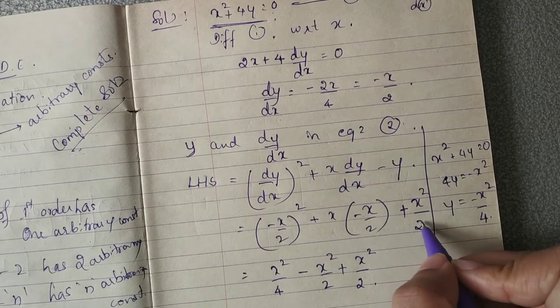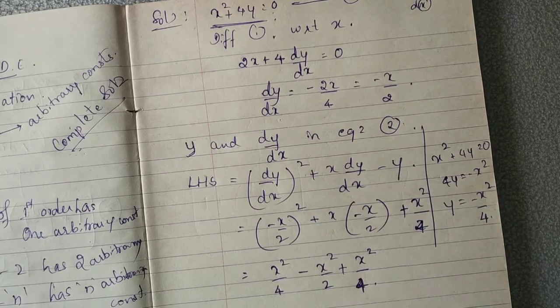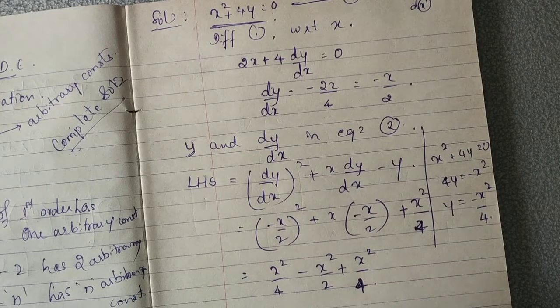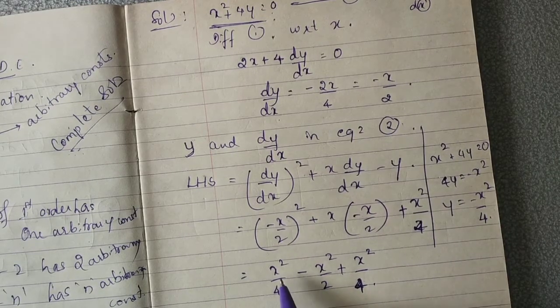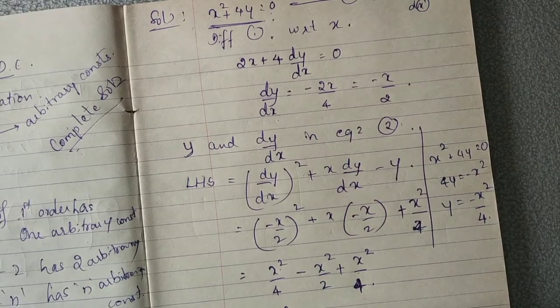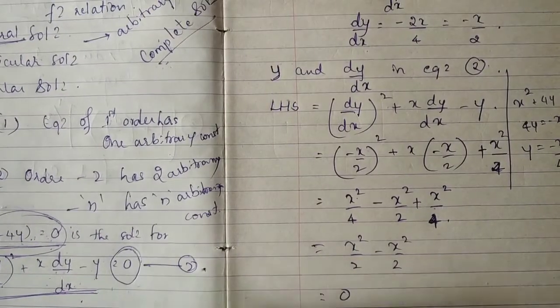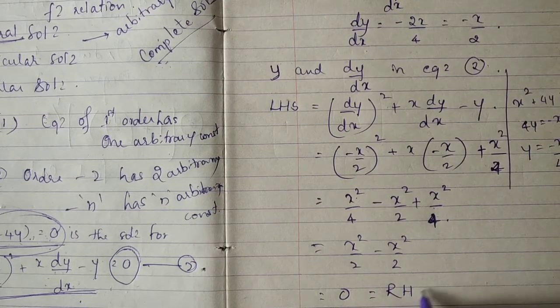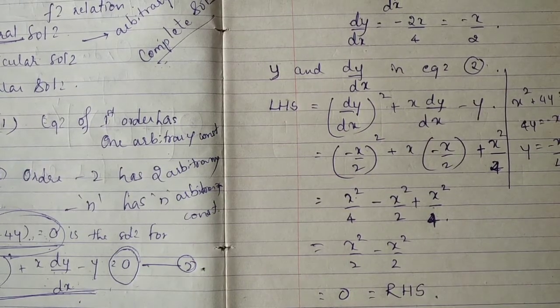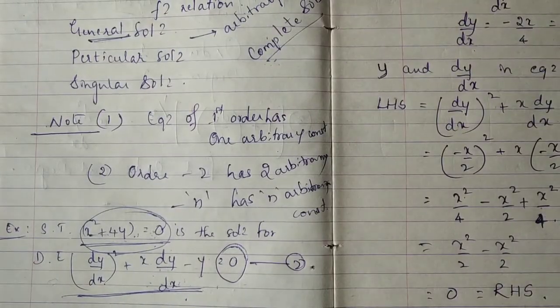Oh, sorry. Here x square by 4. Now, x square by 4 plus x square by 4 is x square by 2, minus x square by 2, which is 0, which is the RHS of the given differential equation. Thus, you can show that this is the solution of the given differential equation.